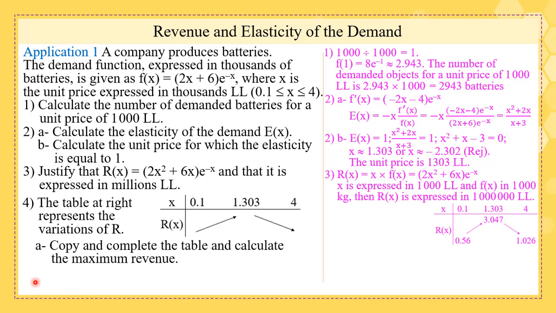First, we find R of 0.1 by replacing 0.1 in the expression of R of x. Then we get R of 0.1 approximately equal to 0.56. Also, in the same way, we find R of 1.303 approximately equal to 3.047 and R of 4 approximately equal to 1.026. Pay attention. Using the table of variations of R, we find that the maximum revenue is 3.047 times 1 million, which is the unit of R of x. So the maximum revenue is 3,047,000 Lebanese Lira.